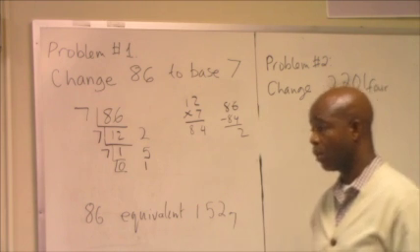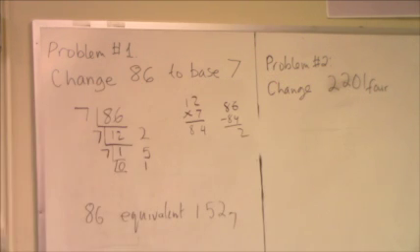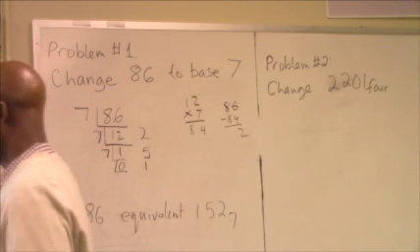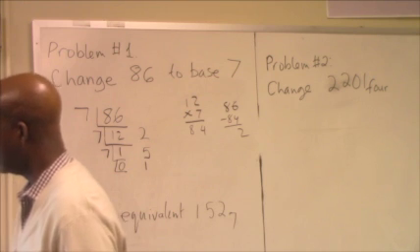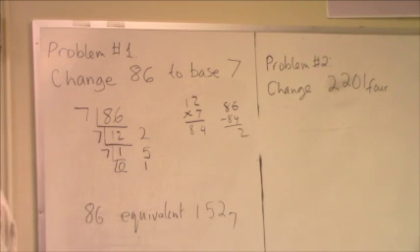Now, we're going to see how we can move to another one, in the next video, which is number 2. So here we have the numeral 2201 in base 4, and we want to change this to base 10. This problem was taken from the WAEC 2011. It was problem number 4018.